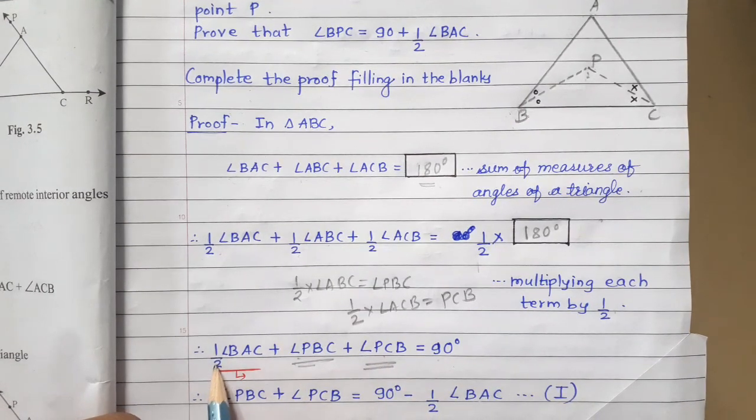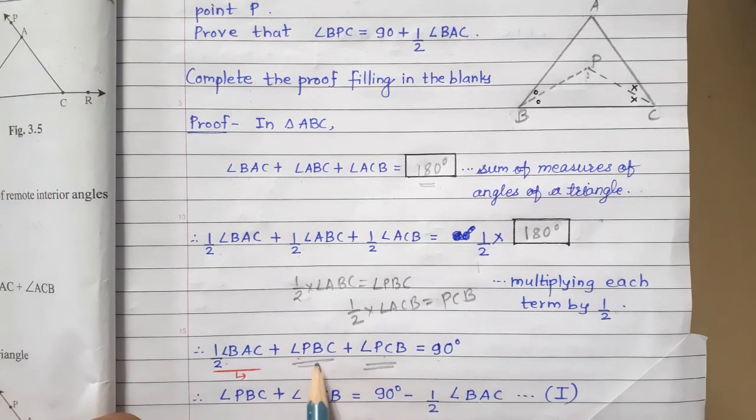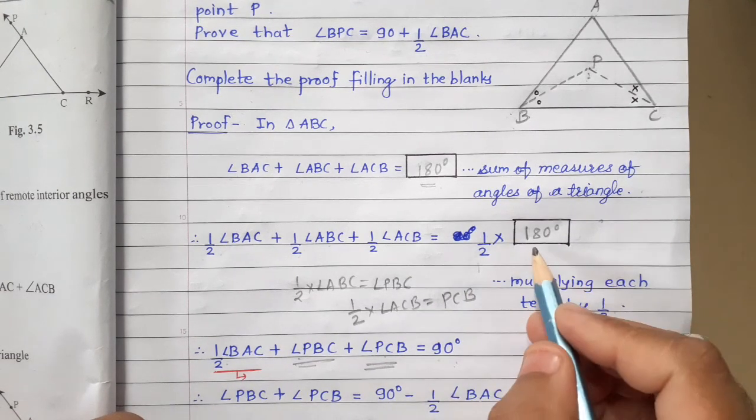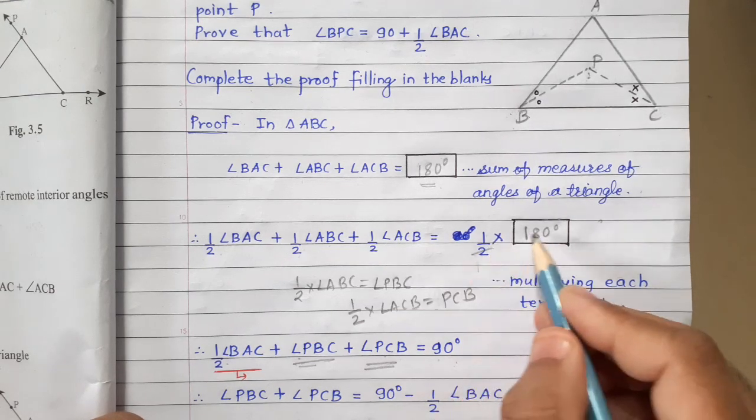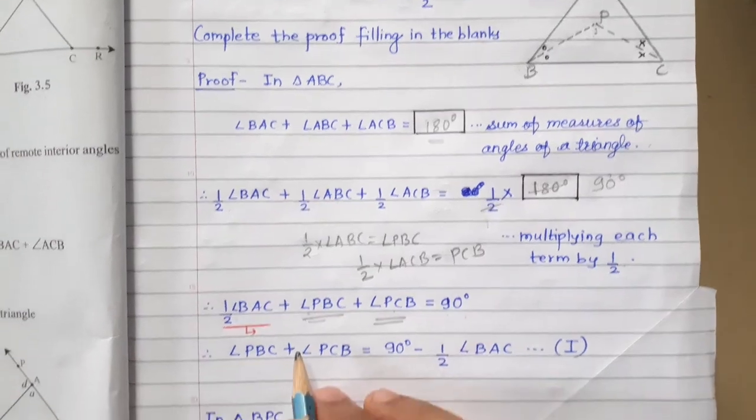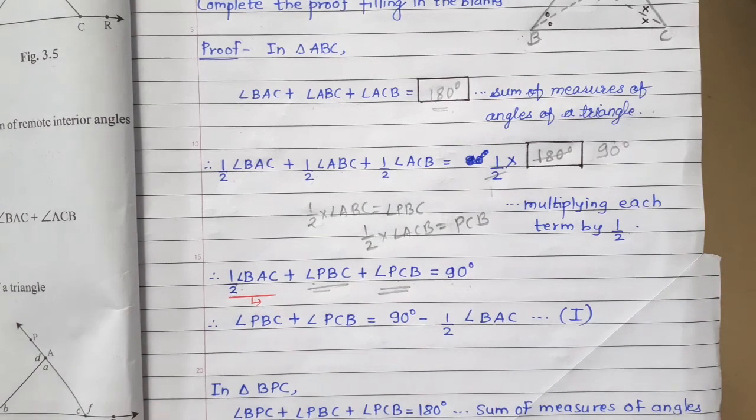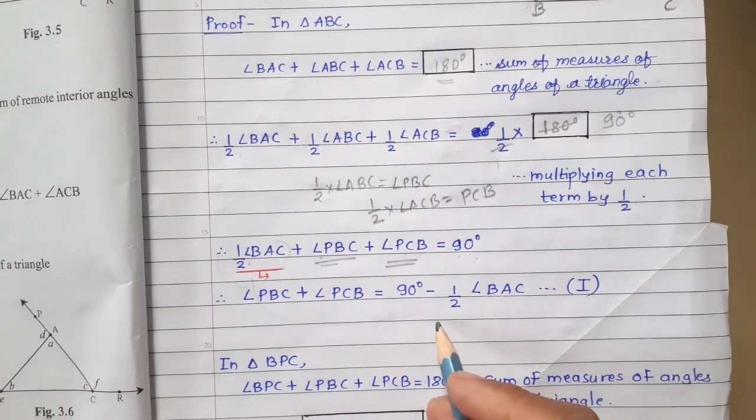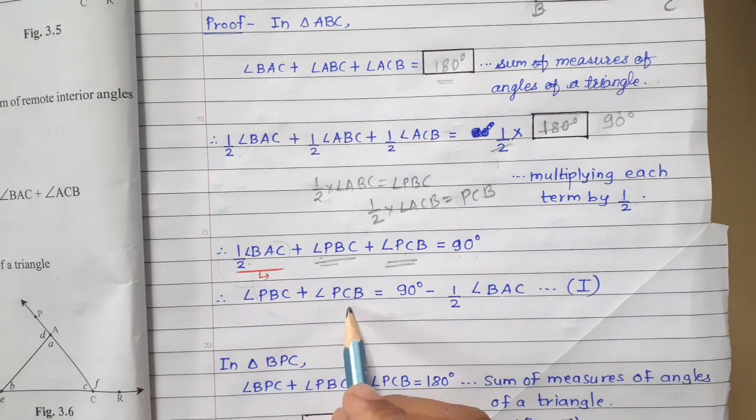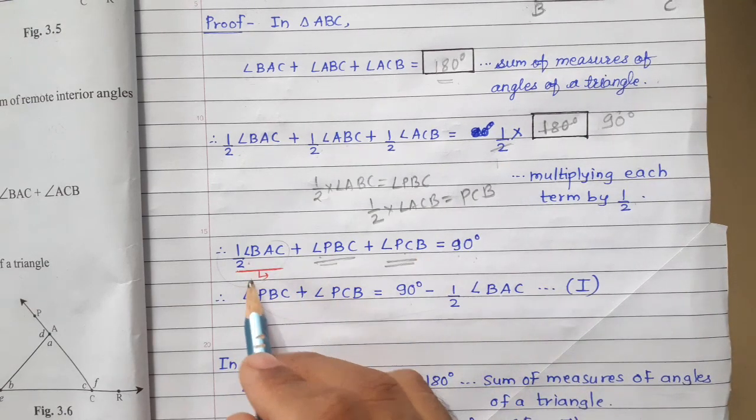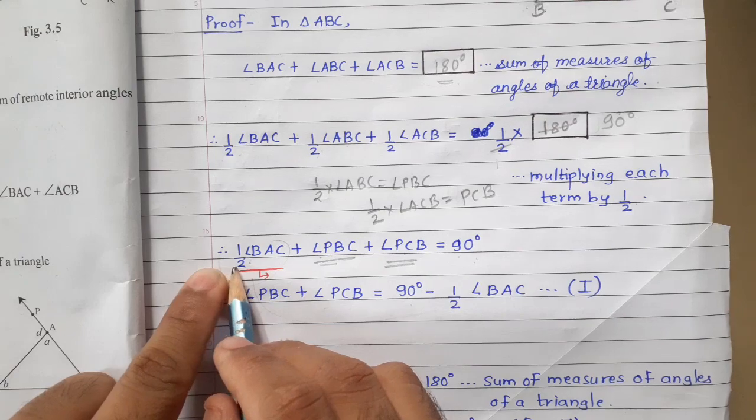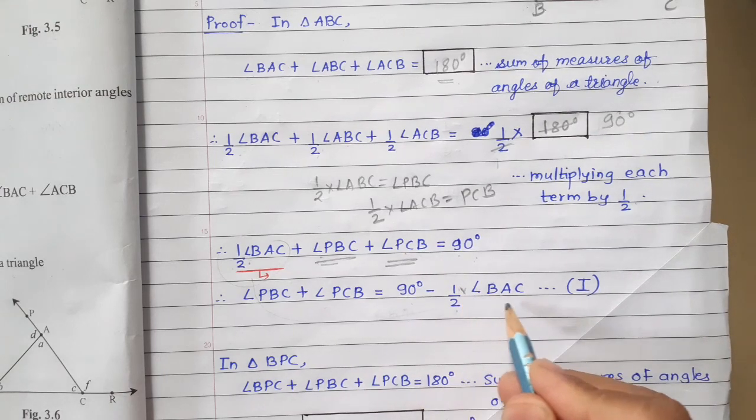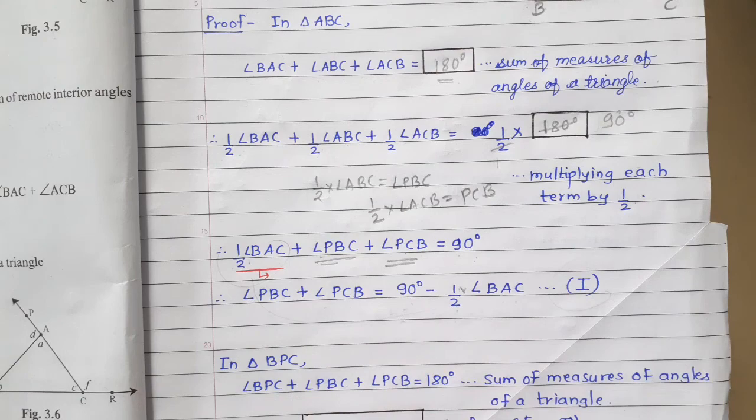In the next step we have 1/2 multiplied by angle BAC plus angle PBC plus angle PCB is equal to 90 degrees, since dividing 180 degrees by 2 gives 90 degrees. Now 1/2 multiplied by angle BAC goes to the right hand side, and it becomes negative. So we have angle PBC plus angle PCB is equal to 90 degrees minus 1/2 multiplied by angle BAC. Call this equation number 1.